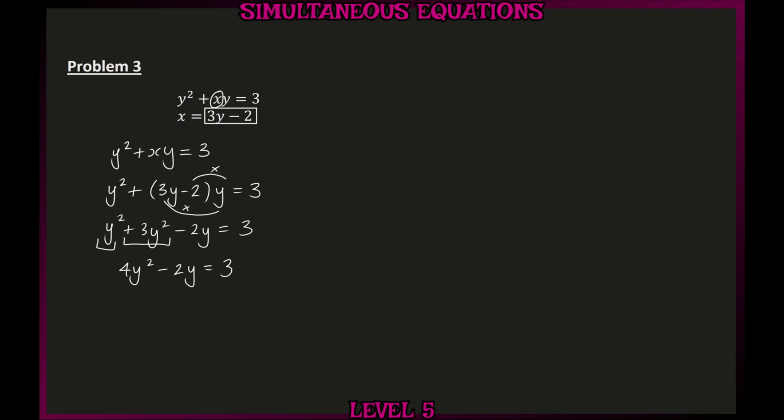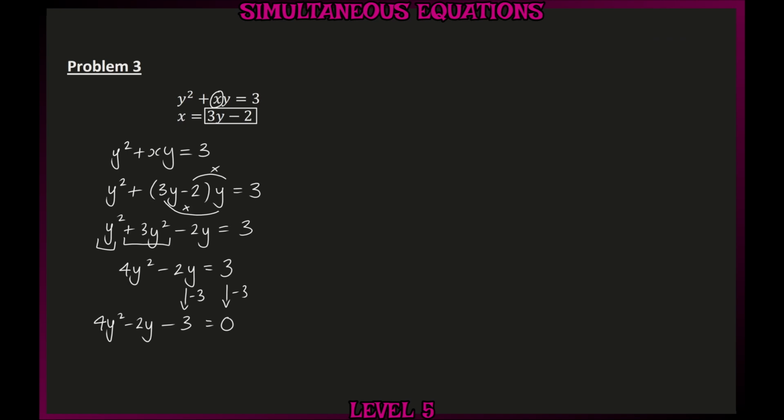Now again, this is a quadratic, so we want it to be equal to 0. So I'm going to subtract 3 from the right to make that side equal to 0. I need to make sure that I do the same on the left. And so the left becomes 4y squared minus 2y minus 3.